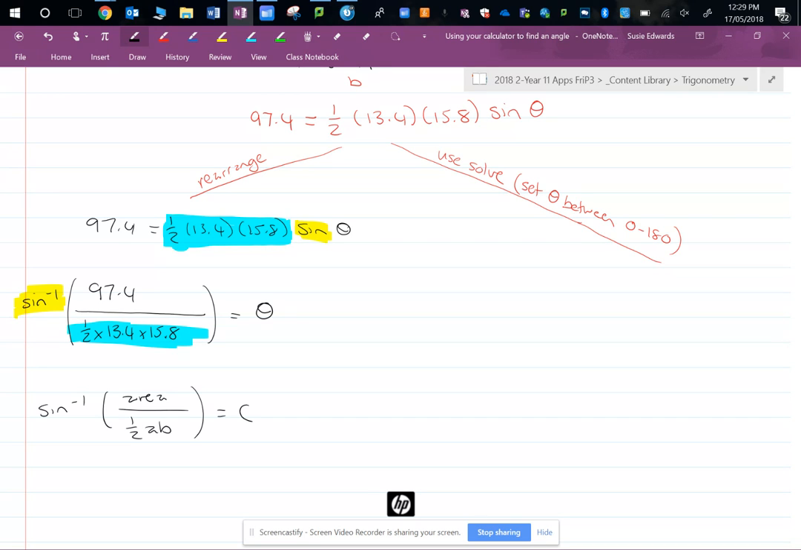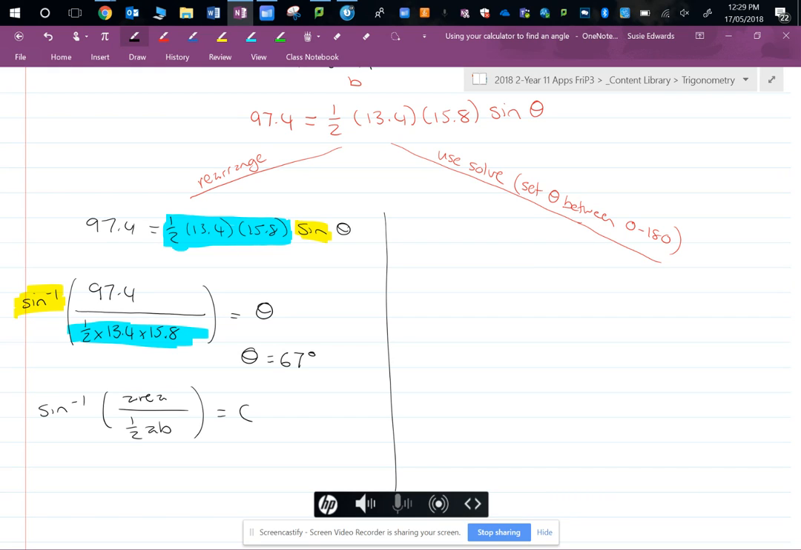Has anyone got an answer for me? Good, so we're just going to say 67 degrees. Can everybody see what I did there? So you can rearrange it and you'll get the right answer every time that way.